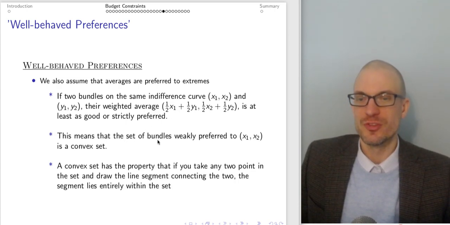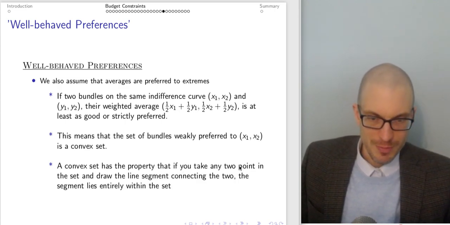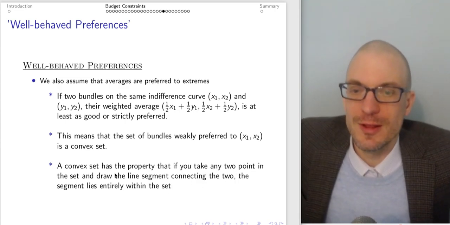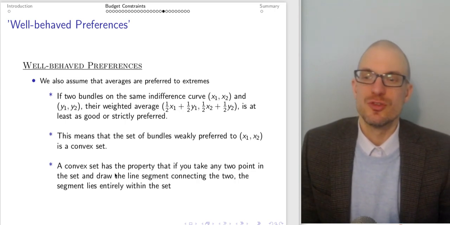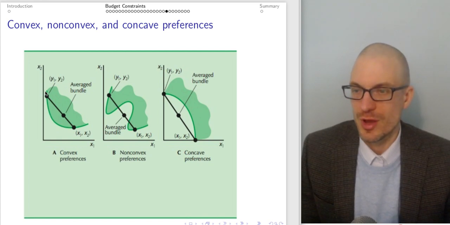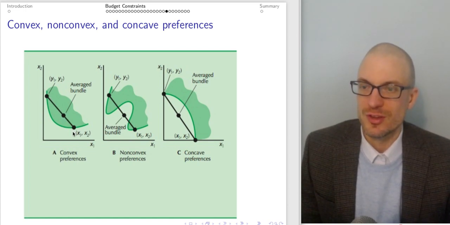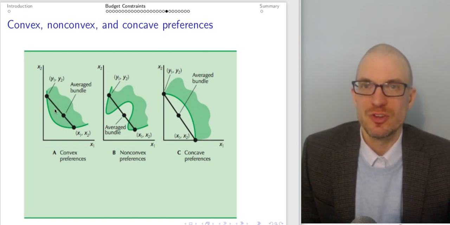So the set of bundles weakly preferred is going to be a convex set, meaning it has the property that if you take any 2 points on the set and draw the line segment connecting the two, the line segment is going to lie entirely within the set. That's this picture right here on the left. We have bundle Y, we have bundle X, and the average bundle is going to lie on the secant line. This is a convex set, and the weighted average of bundle Y and bundle X is going to lie on the secant line within the set. How do we know that this is averages preferred to extremes?